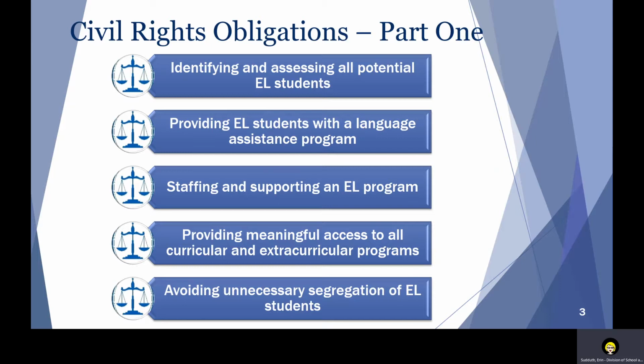The 5 obligations discussed in this video are identifying and assessing all potential EL students, providing EL students with a language assistance program, staffing and supporting an EL program, providing meaningful access to all curricular and extracurricular programs, and avoiding unnecessary segregation of EL students.